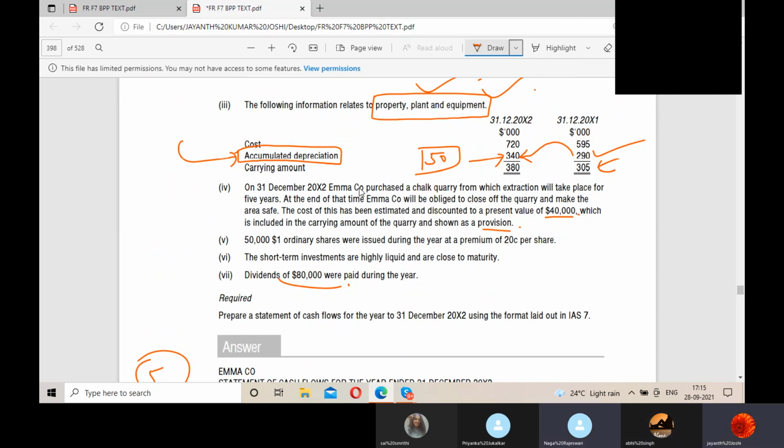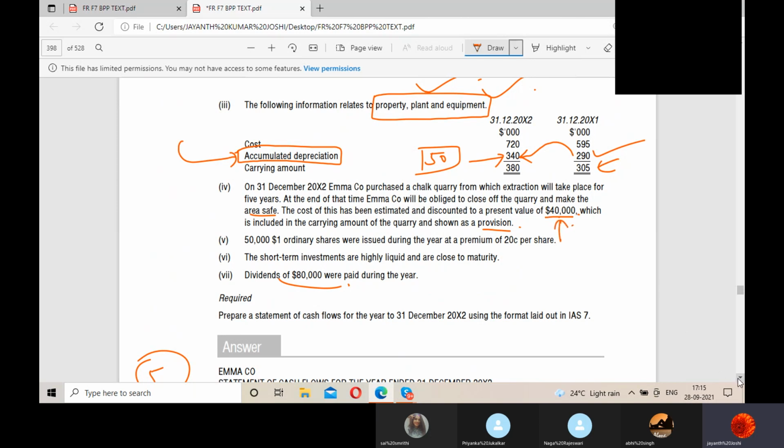So on 31st December, Emma Company purchased a chalk quarry from which extraction will take place for 5 years. This is a non-current asset. At the end of that time, Emma Company will be obliged to close off the quarry and make the area safe. The cost of this has been estimated and discounted to present value. That means today the present value is 40, which is included in the carrying amount of the quarry and shown as a provision. So can I say this is the purchase of an asset?